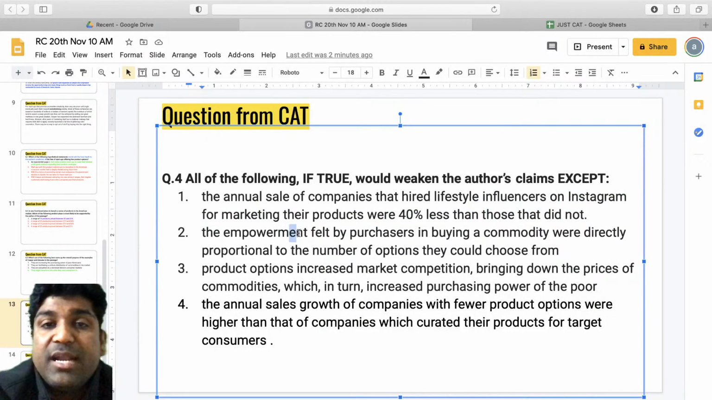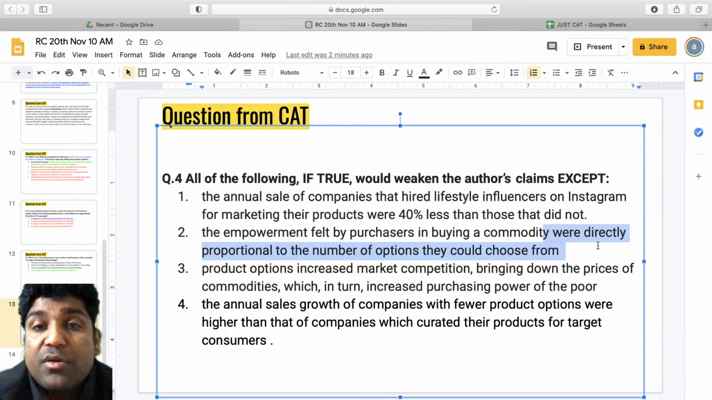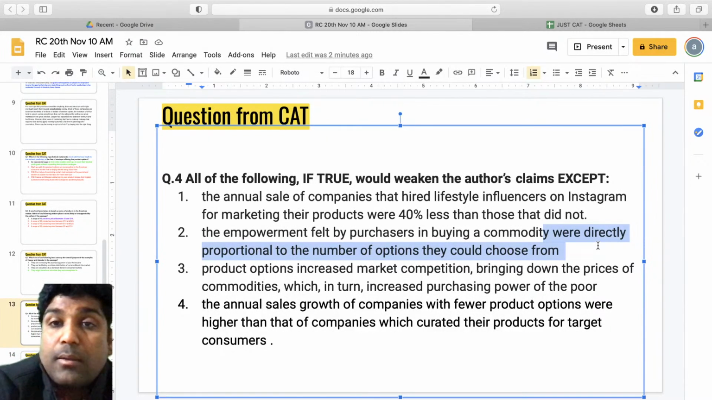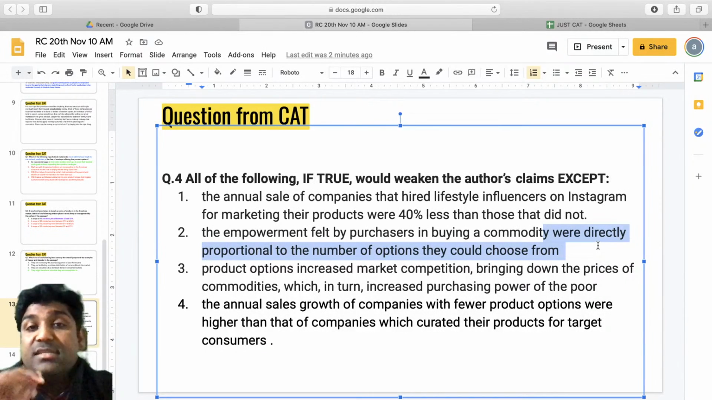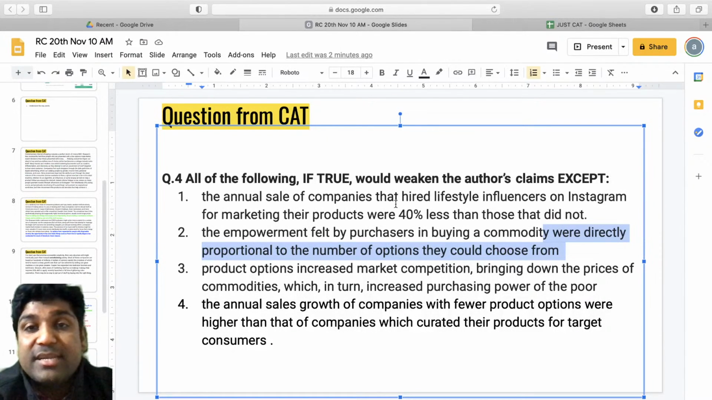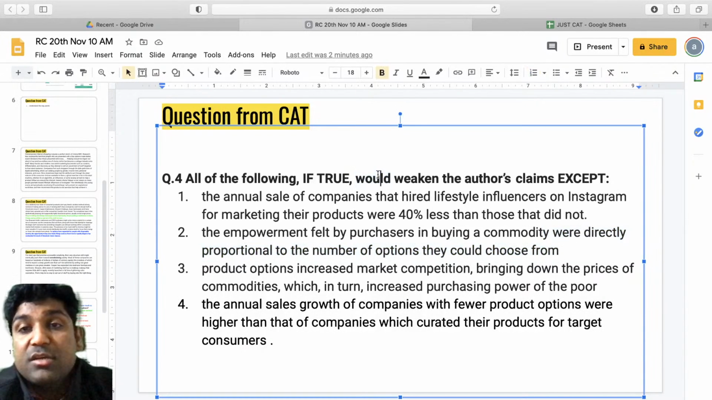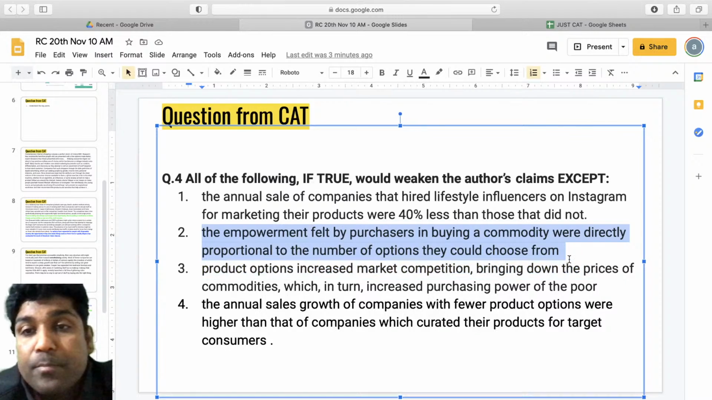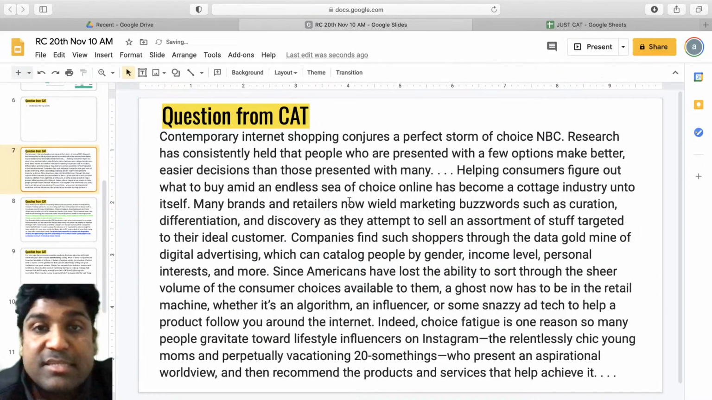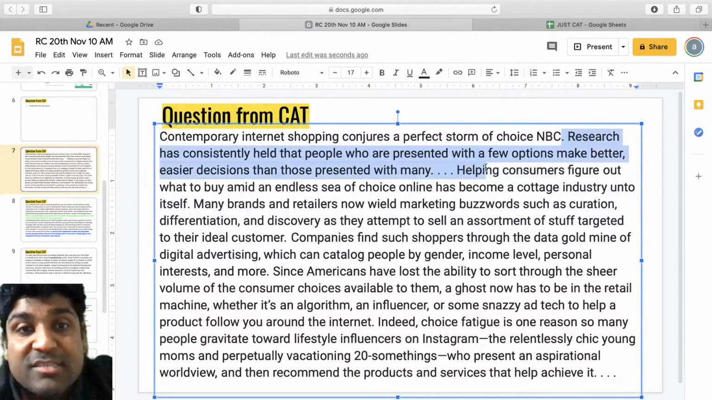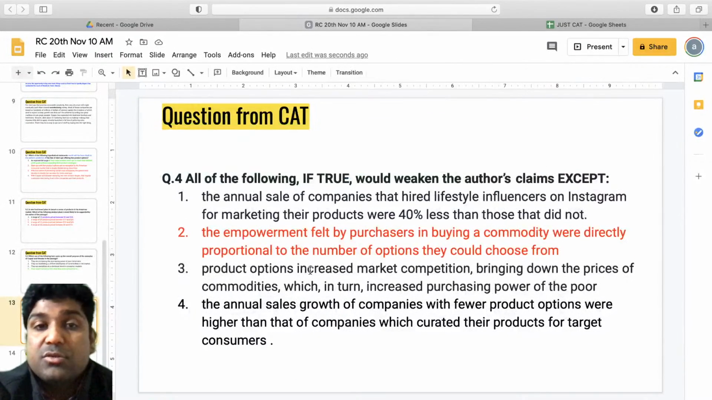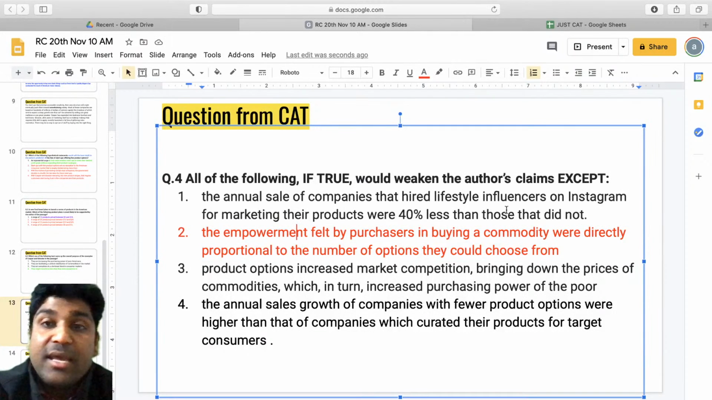Okay, let's read further. The empowerment felt by the consumers in buying commodities was directly proportional to the number of objects they could choose from. Now, this is against the author, because the author had clearly said, now they're saying that would weaken the author's argument, except, so something which would strengthen it or something which would do nothing to it. So you have to look for something which would not weaken it. So this is weakening. Why? It says here that research has consistently held that people who are presented with fewer options make better and easier decisions. So that means this option is incorrect, as it will weaken, hence you do not look for it.